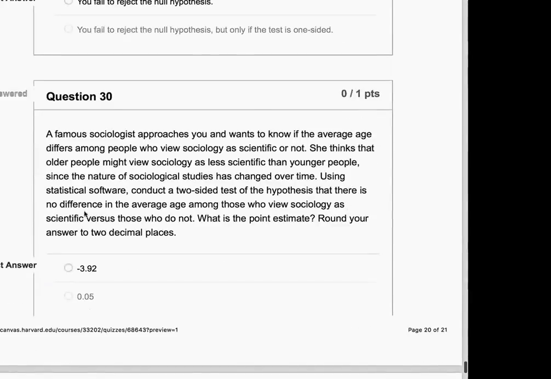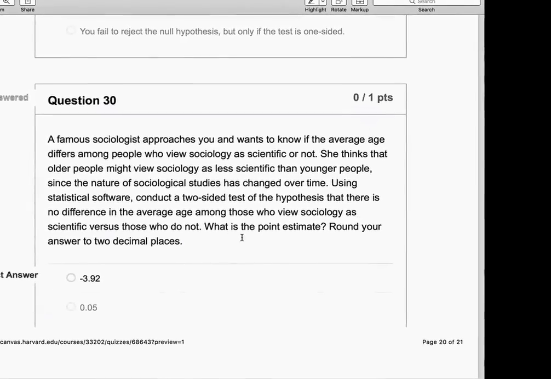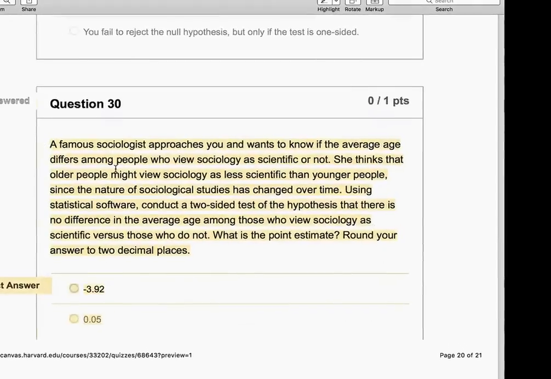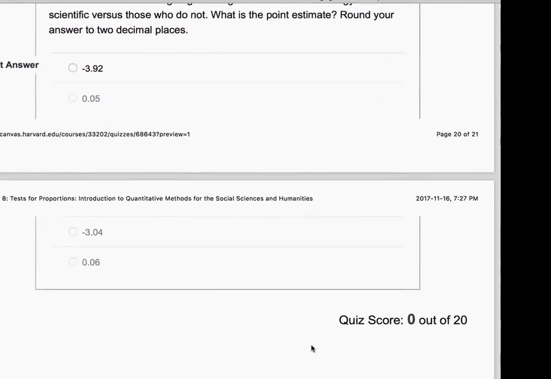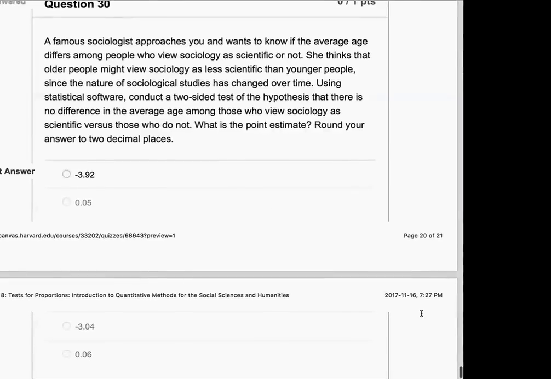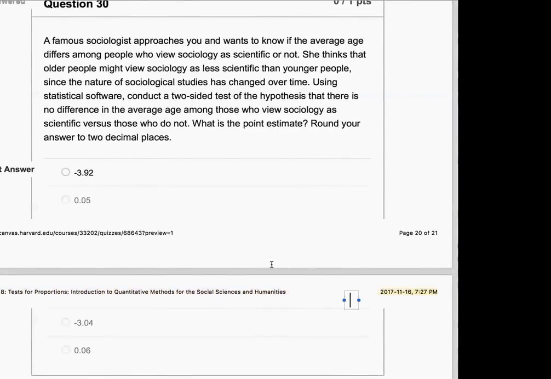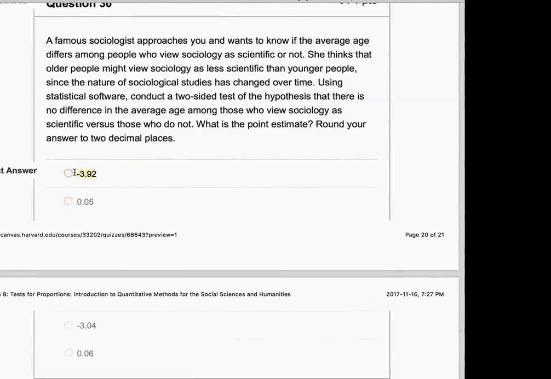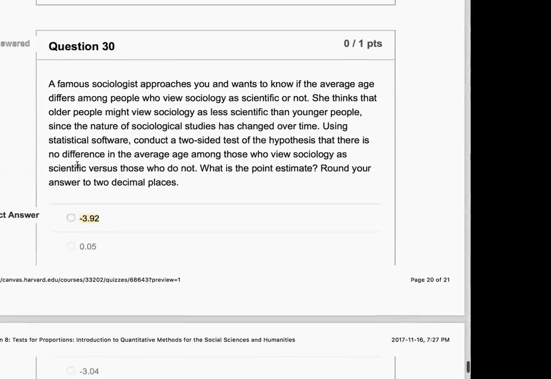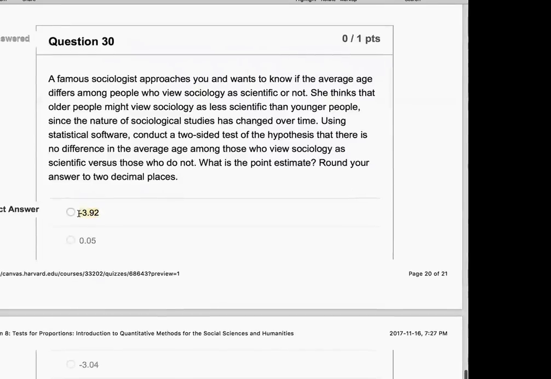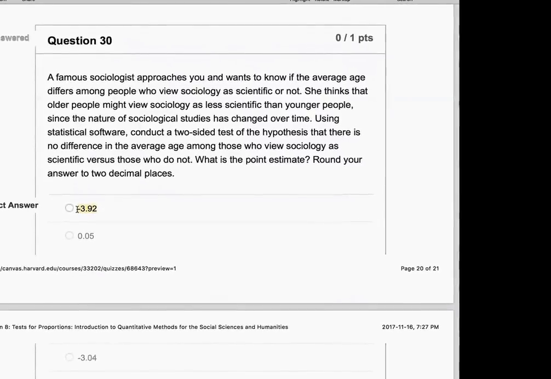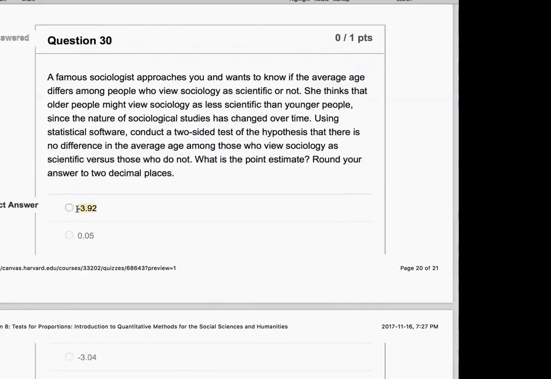So question 30 reads thusly, and if you look at my screen share, you can see the question and the format that you'll see for the problem set. I just printed it out recently, but I didn't even bother to answer it. What's more important is, you can get the answer right or wrong, but the relevant question is, how do you get there? So let's look at question 30. The correct answer is negative 3.92, but let's look at how we get to that answer.